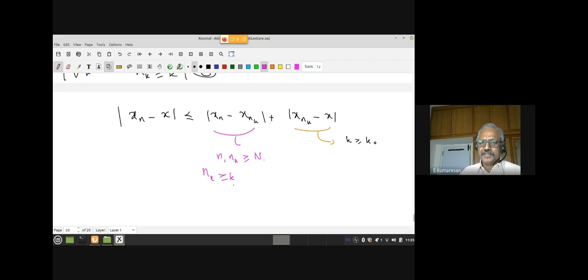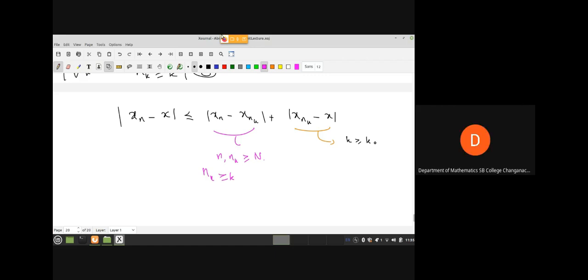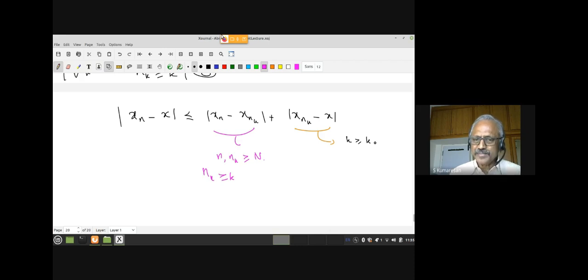Can somebody tell me? Are the students allowed to unmute their mic and say? Yes, sir, they can unmute. Can at least one student tell me? I wanted nk to be greater than or equal to capital N. I already observed nk is always greater than or equal to k. So how can I ensure nk is greater than or equal to capital N? What condition should I impose?